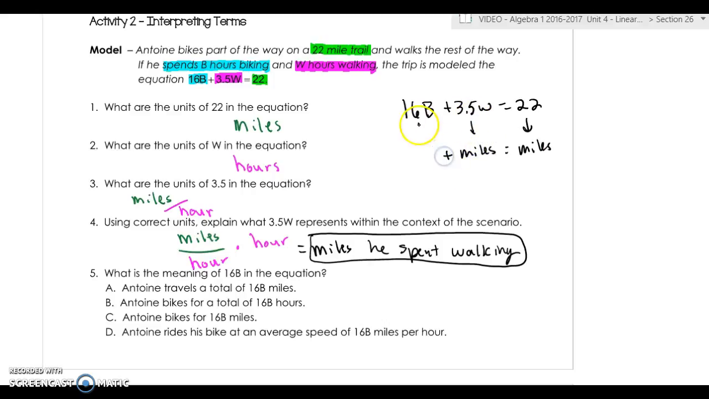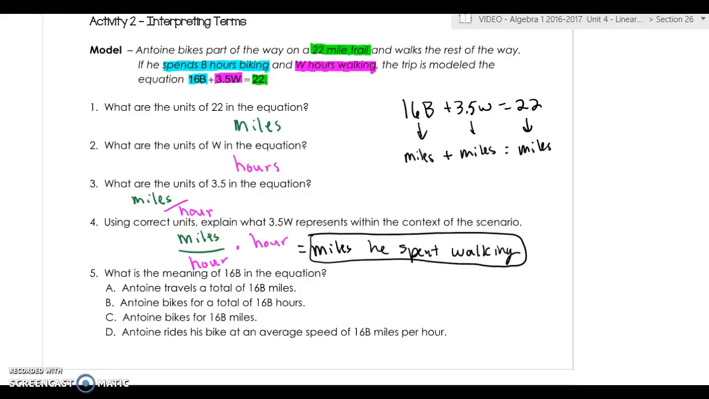and something else. So if we're going to add these two quantities up on the left-hand side and on the right-hand side we're going to get miles, then both of those quantities had to also be in terms of miles or some kind of measure of distance. You can't add time and distance together and get distance. It just doesn't make any sense. So we know that 16b is probably going to have like units and will likely be called miles.